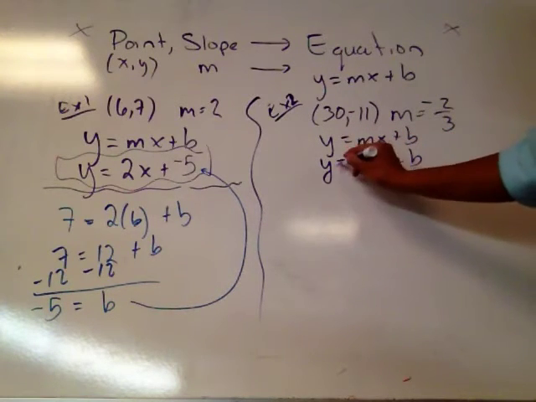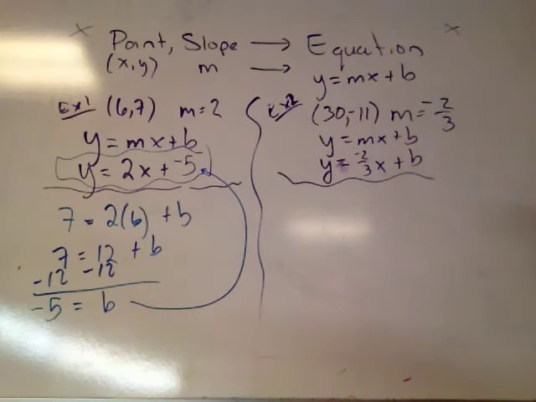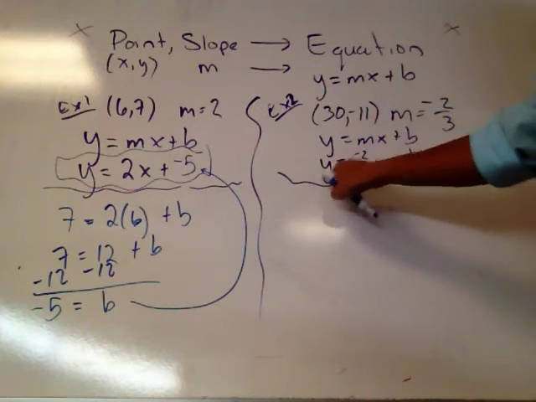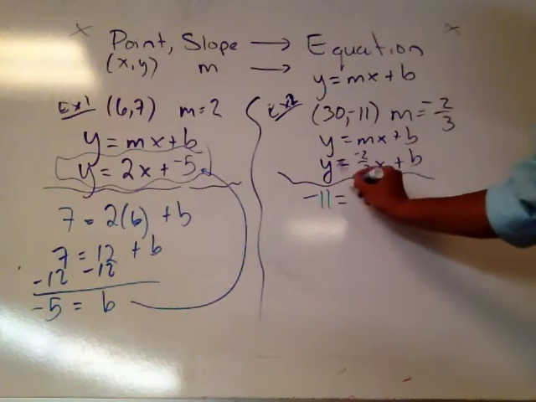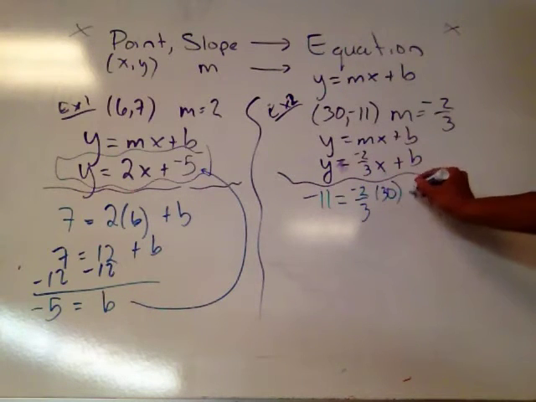Okay, and now I'm going to just draw a little separate line here. I'm going to find b. So the way I'm going to do it is the same process. I'm just going to substitute in my numbers. I know y is negative 11. Negative 2/3 times x, which is 30, and that's plus b.